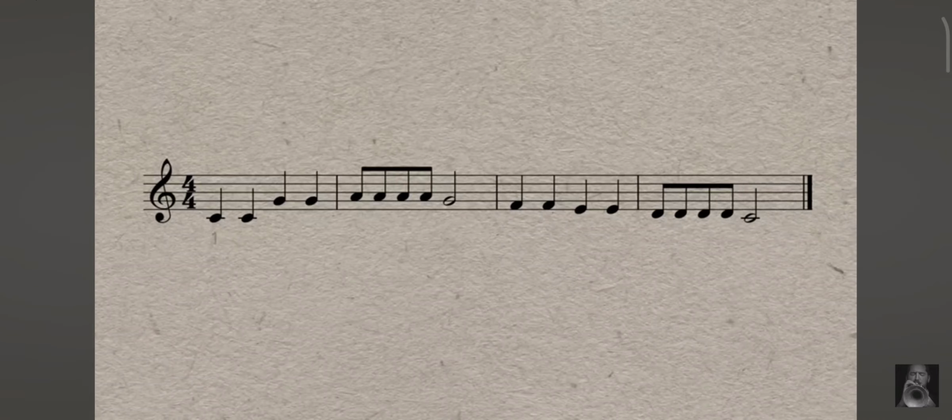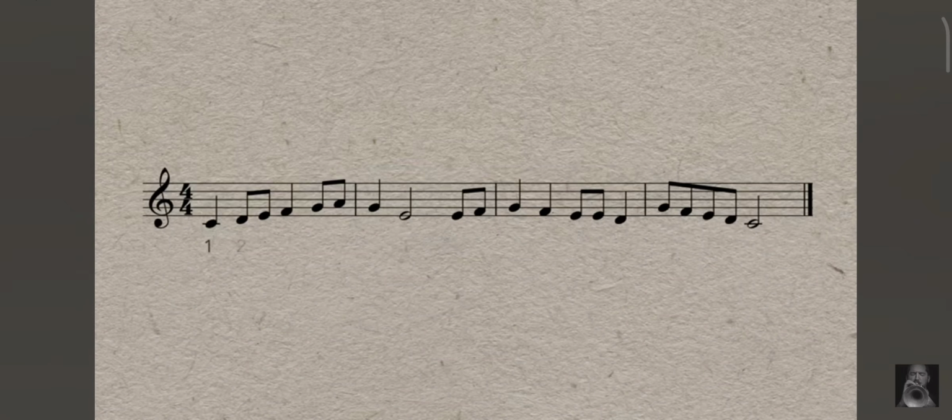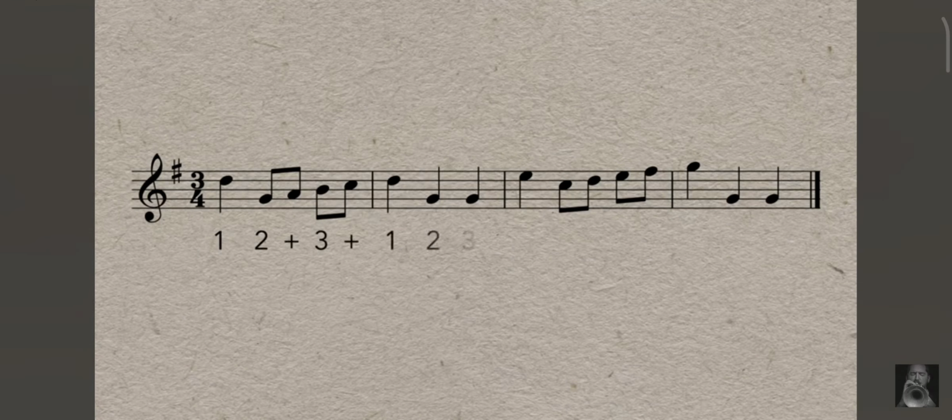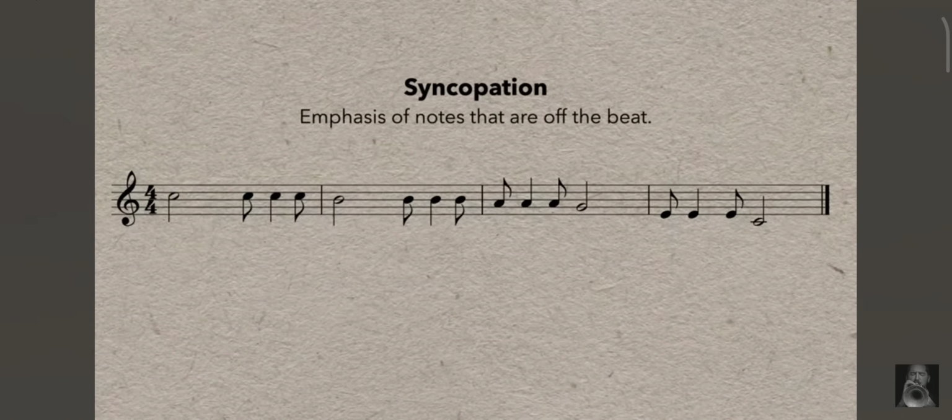Here's an example that might be familiar. And you can mix and match 8th notes with all kinds of rhythms. Here's an example in 3/4. Rhythms with single 8th notes can have the effect of emphasizing notes that are off the beat. This is known as syncopation.